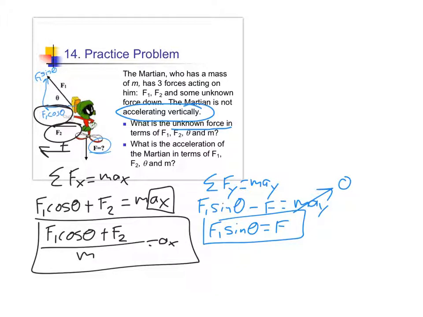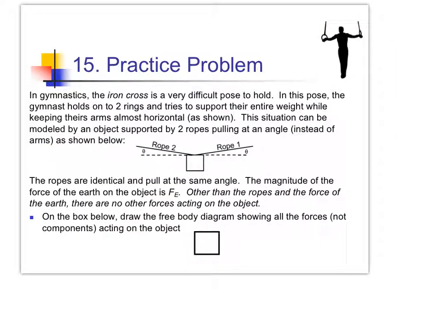All right, moving on to this next one here. This one's all about gymnastics and the iron cross, which is a position on the rings in gymnastics where the gymnast basically supports themselves using their arms, just holding onto the rings. It's considered to be a very, very difficult position to do in gymnastics. So we're going to look at the physics of that for a second. We're going to basically model this system as a box or an object with two ropes where the ropes represent the two arms.